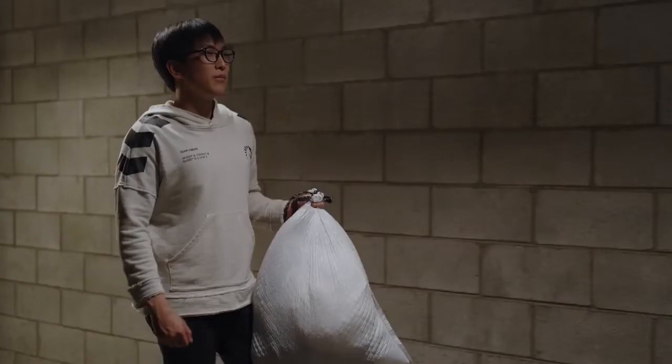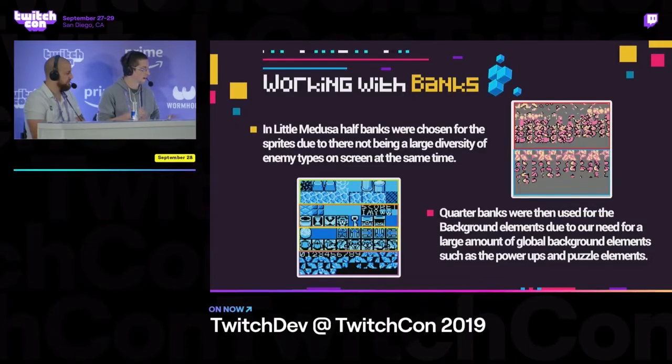And so this just demonstrates how we used banks graphically for our game Little Medusa. We work with 1K and 2K banks. We call them half banks and quarter banks to make it a little easier to talk about. Basically, on the right side, you can see the sprites that are loaded up in RAM at once. We used half banks for that, so we can load in and out half of a page at a time to only load what we need when we need it. And then for the backgrounds, we could load in quarters at a time. That's cool. I didn't realize that.